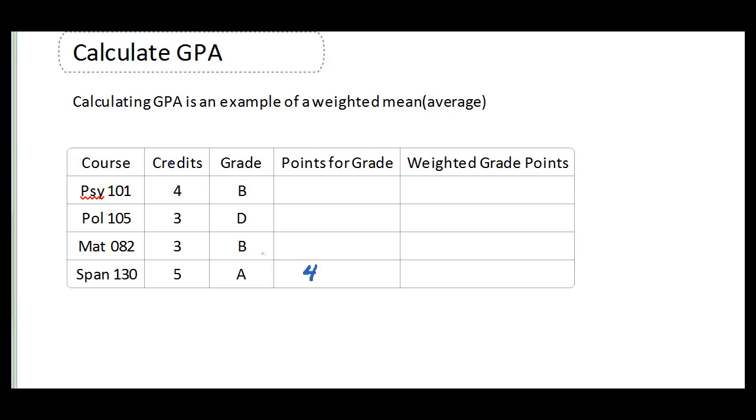Then you go down by 1. So B would be worth 3, a C would be worth 2, and a D would be worth 1 point. And then an F is 0 points, of course.